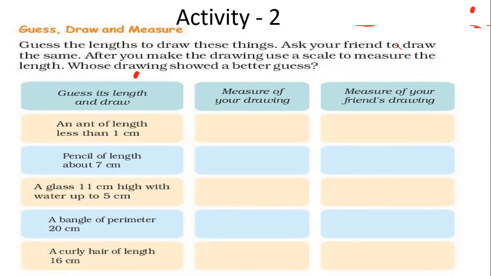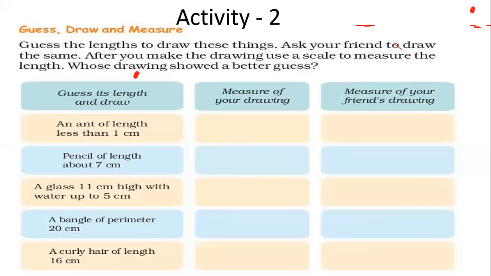You assume something. Here I have mentioned some items: bangle of perimeter, pencil of length. So you draw a pencil of 7 centimeter roughly. Don't use the scale. Be honest. You draw a rough diagram of a pencil. Measure it. You may get 7.5, you may get 6.5. No problem. Ask your friend also to do it honestly and give the result. You compare both. Who is accurate? I need 7 centimeter. Whoever draws nearest to that is the winner.